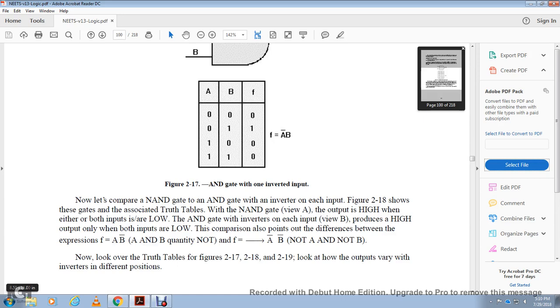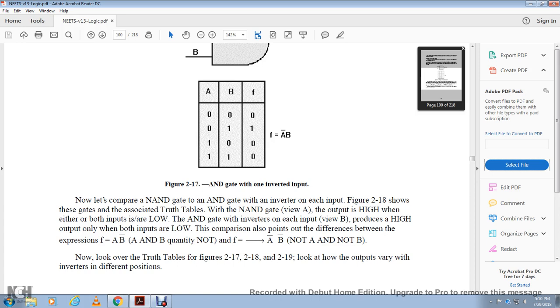Alright, now let's compare the NAND gate with the AND gate with inverters on each input. Figure 218 shows these gates with the associated truth table. In the NAND gate, the output is high when either or both of the inputs are low. The AND gate with inverters on each input produces a high output only when both inputs are low. Note also the difference between the expressions: F is equal to the quantity A and B, not, and F is equal to the result of not A and not B.